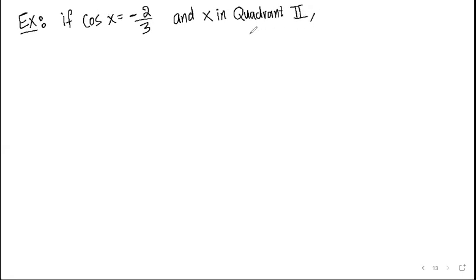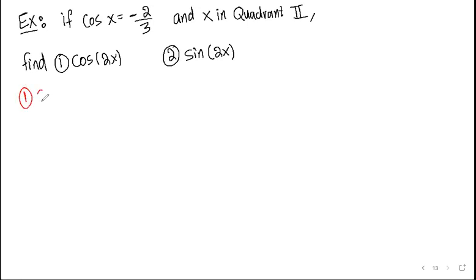The question is find cosine 2x and sine of 2x. Any idea how to solve this? How can I start for the first one? Cosine 2x.